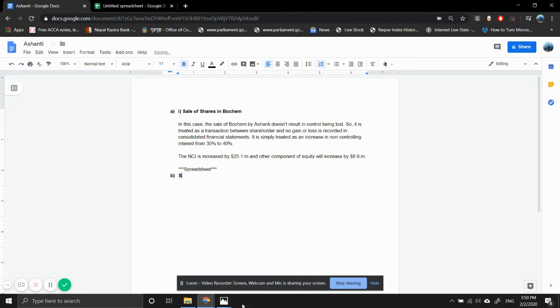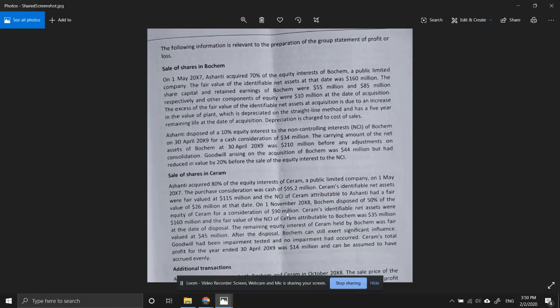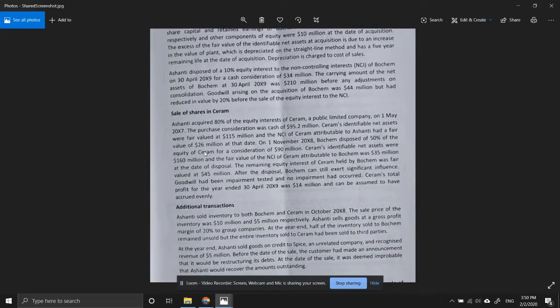So now what are we required next is, how should we deal with the sale in the consolidated financial statements, 6 marks. Okay, that's done. And then explain with suitable calculations how Ashanti should deal with the sale of equity interest in Serum and its remaining investment in Serum in consolidated financial statements. How much did it sell? Ashanti acquired 80% of equity shares on May 1st, 20x7. That means on the same date.